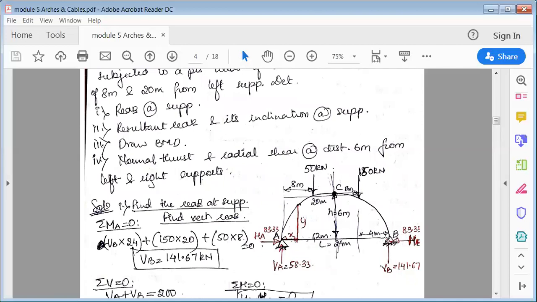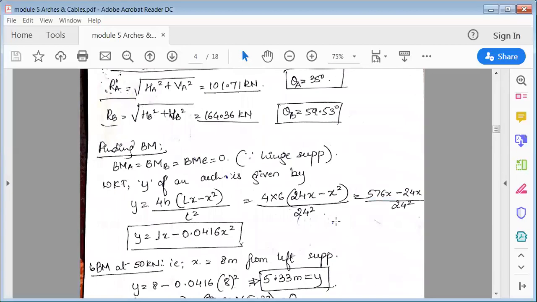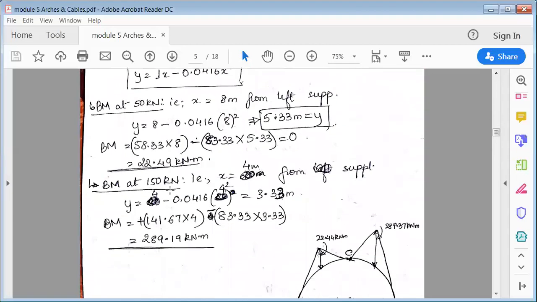Now see here, 150 is acting at a distance of 20 meter with respect to the left support, and 4 meter with respect to the right support. So here I'll be considering only these two forces: VB into 4, HB into this distance. I'll first find out how much this distance is. So the bending moment at 150 kilonewton is at x is equal to 4 meter from the right support.